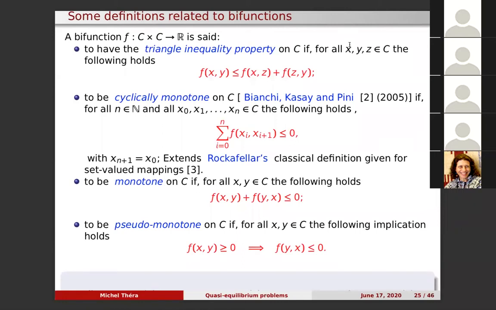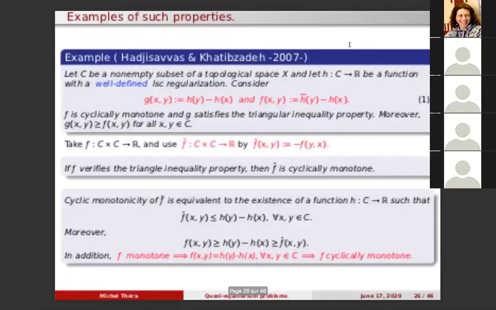You know that. And also the concept of pseudo-monotonicity, which is well known for people who are working on this kind of problem related to bifunctions. And I know that there are plenty in this audience. For instance, Juan Enrique, Sosa, and many others.